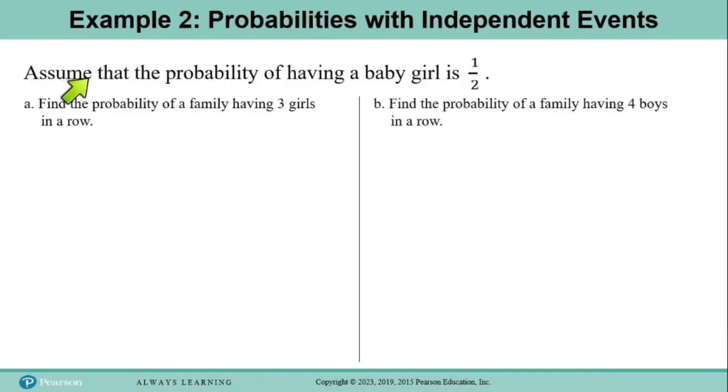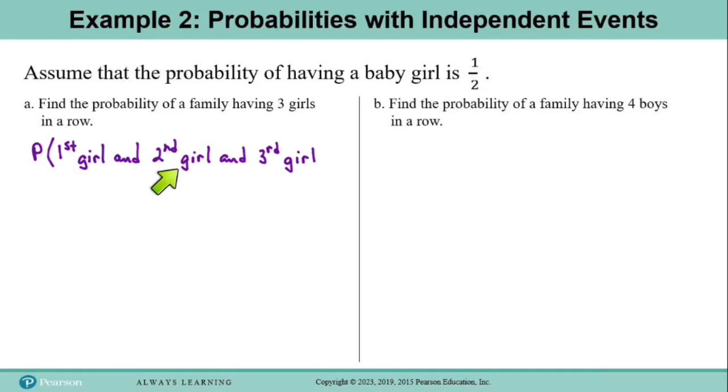Okay, so here is example 2. And it says, assume that the probability of having a baby girl is 1/2. Part A, find the probability of a family having 3 girls in a row. Okay, so obviously these are independent events. Whether they have a girl the first time or not, that does not affect the probability of whether they will have a girl the second time. So let's state this problem in terms of and. The probability that the family will have 3 girls in a row is the probability that the first baby is a girl and the second baby is a girl and the third baby is a girl.